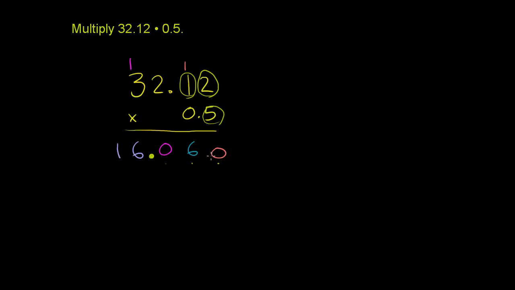And this trailing 0 right here we can ignore because it's really not adding any information there. So we could just write this as 16.06. Now, the last thing you want to do is just make sure that this makes sense.